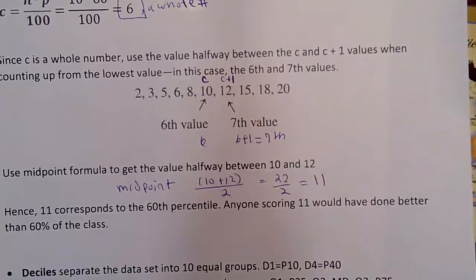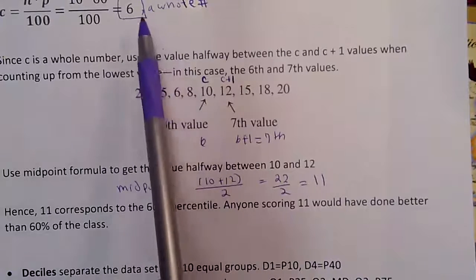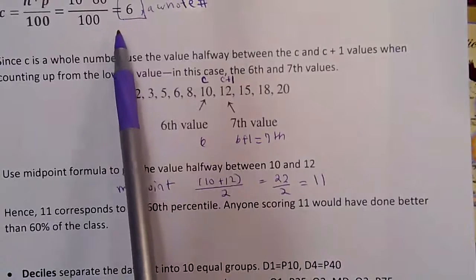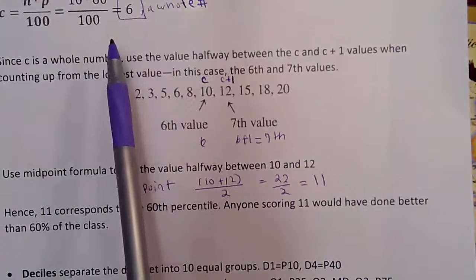Just be careful on that one because you have two steps, a 3A and a 3B, so you want to be careful. This second example was the one using 3B. If C is a whole number, and C is a whole number of 6 over here, use the value halfway between the C column.